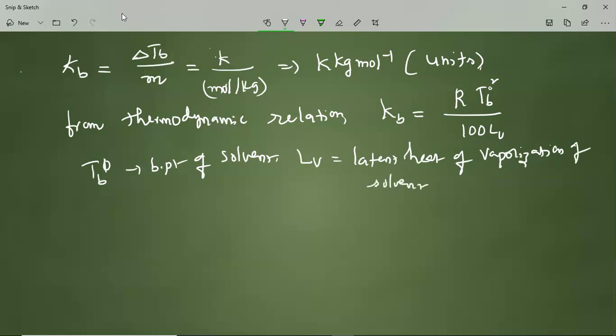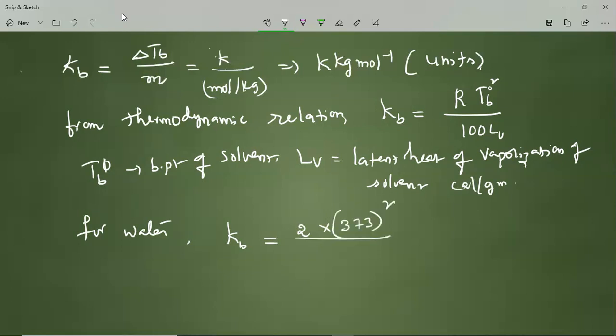That will be expressed usually in calories per gram only, and R is a molar constant. For water, Kb can be calculated as R, the universal gas constant, which is 2 calories, and Tb for water is 373 Kelvin, so 373 squared, divided by 1000 into the latent heat of vaporization for water, that is 540.